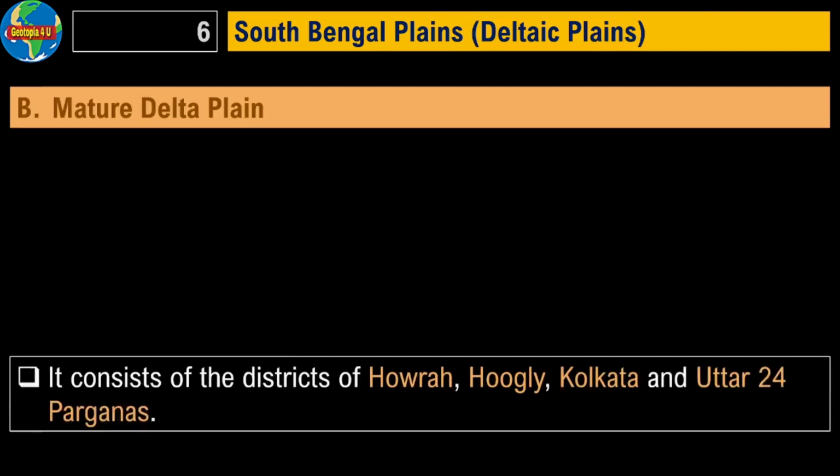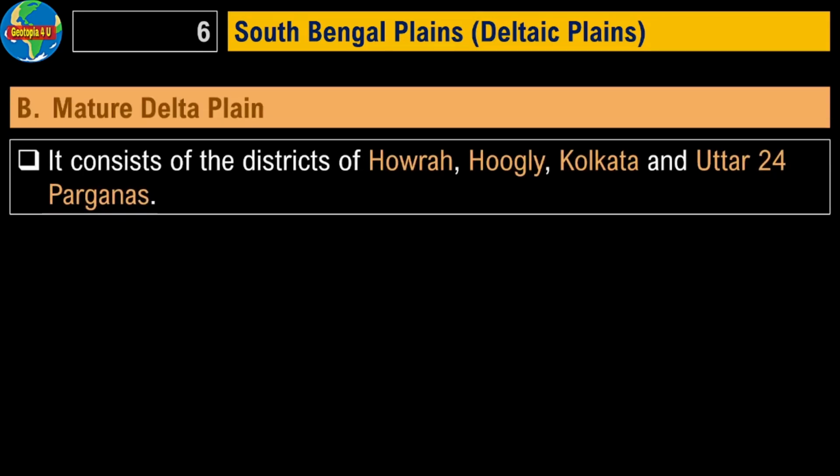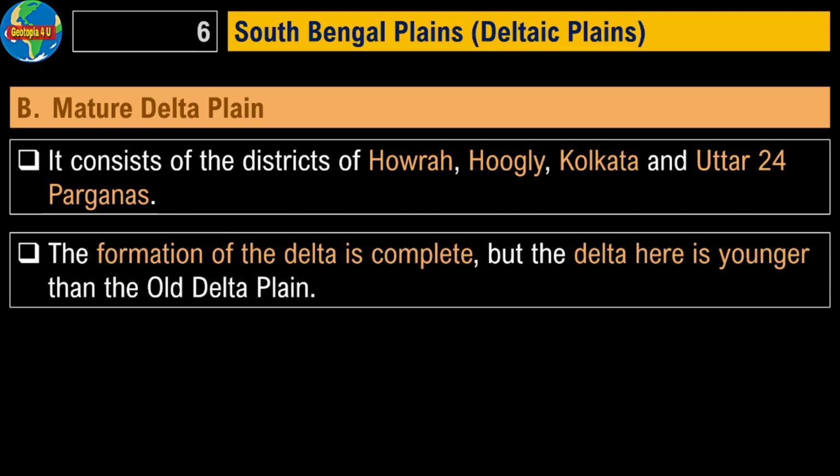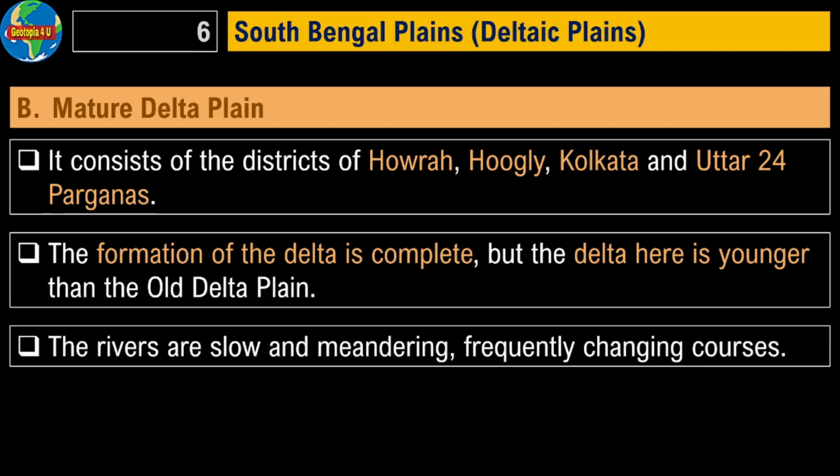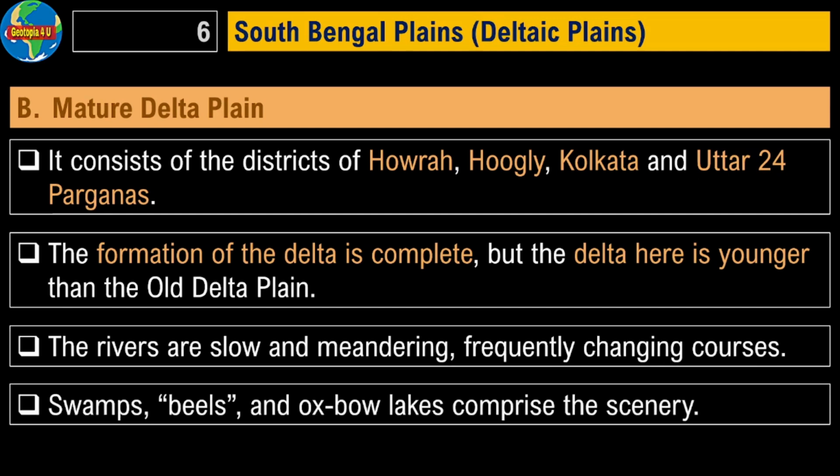Number B. Mature Delta Plain. It consists of the districts of Howrah, Hugli, Kolkata and Uttar Chobbish Pargona. The formation of the delta is complete, but the delta here is younger than the old delta plain. The rivers are slow and meandering, frequently changing their courses. Swamps, beels and oxbow lakes comprise the scenery.